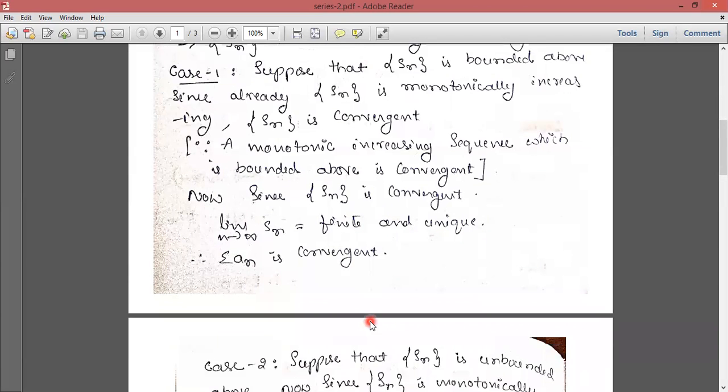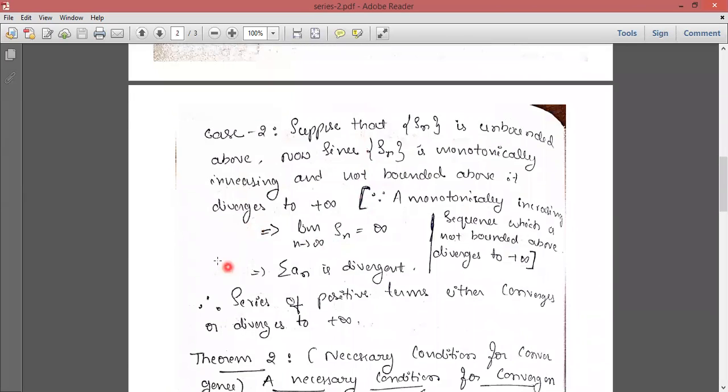Okay, let us move on to case 2. Suppose that Sn is unbounded above. Now, since Sn is monotonically increasing and not bounded above, it diverges to plus infinity. We have one result on sequence which says that a monotonically increasing sequence which is not bounded above diverges to plus infinity. So, limit n tends to infinity Sn is equal to infinity. This is by definition of divergent sequence.